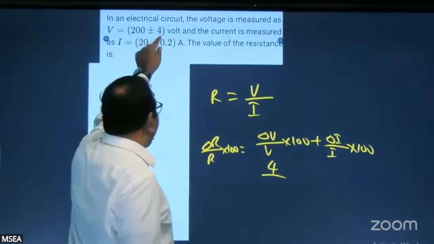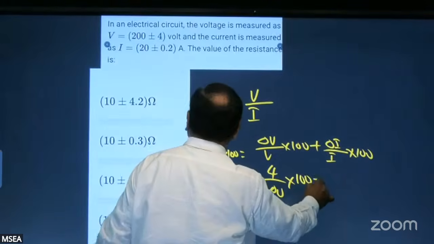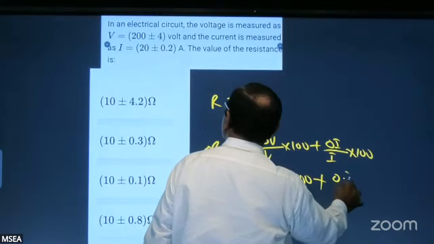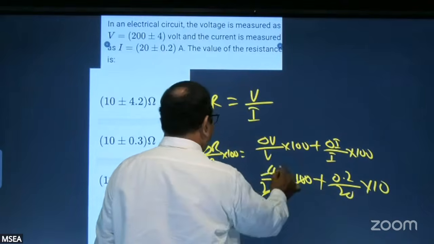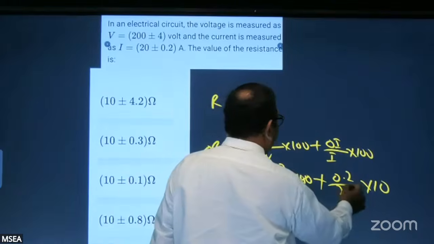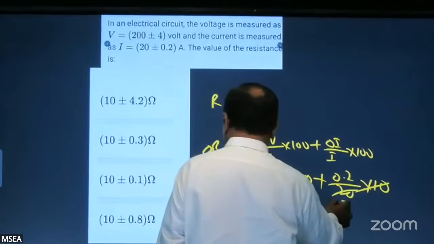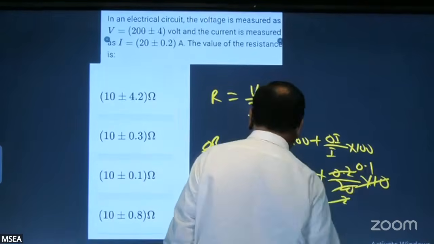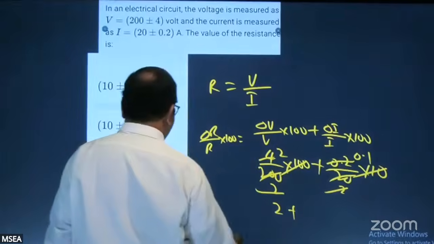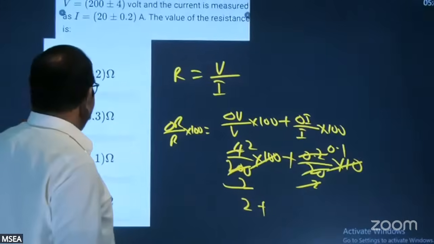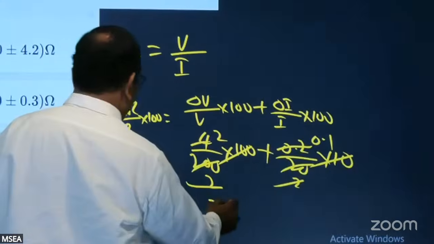What is the change or error in the voltage? It is 4 by 200 into 100, plus delta I, which is 0.2 by 20 into 100. So that is equal to 2 plus this, and this is 2, and also we can take this as 0.1. So then the value of resistance is asked. Okay, what about the value of resistance? What can we take in this? This is about 2.